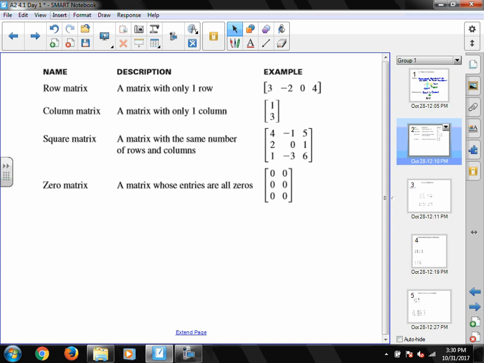A square matrix has the same number of rows and columns. This chapter, we're going to end up working with a lot of 2 by 2s and 3 by 3s. So that's what we're working with. Square matrices make things a little easier sometimes. And then a 0 matrix, just as it says here, all entries are zeros. So those have their place too. You can't just take it away like you can when we have a variable with 0 in front of it. You've got to keep those zeros in there. So we use a 0 matrix.